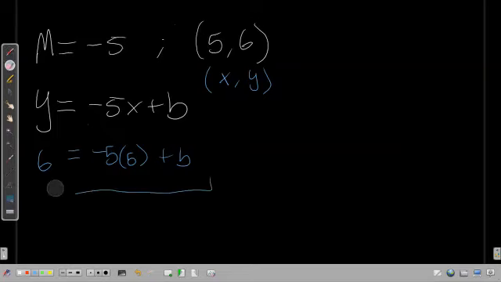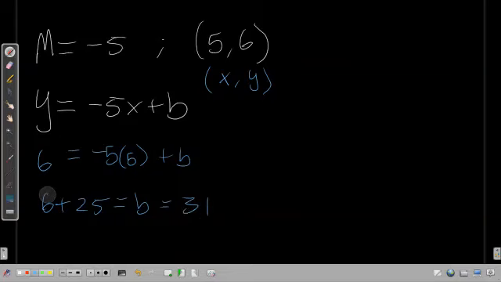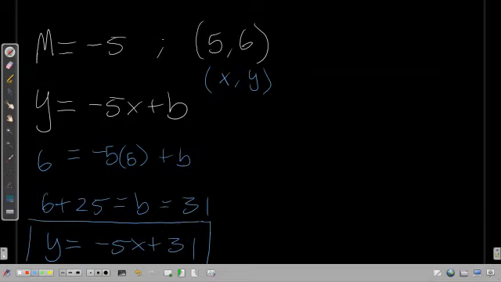Well, look at what you're left with. You're left with an equation whose only unknown is b. So you solve it for b. This says 6 is the number -25 plus b. So then evidently 6 plus 25, that's what b is. b must be 31. Then ultimately, my slope-intercept form is y equals -5x plus 31. That's my slope-intercept form.